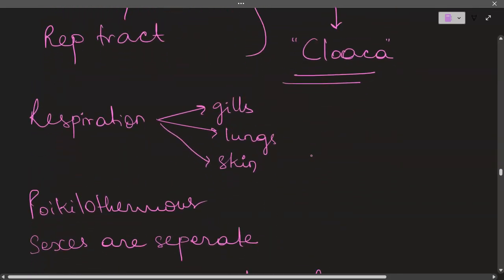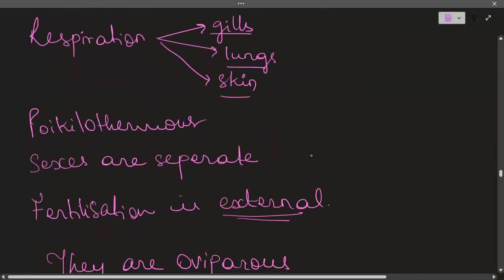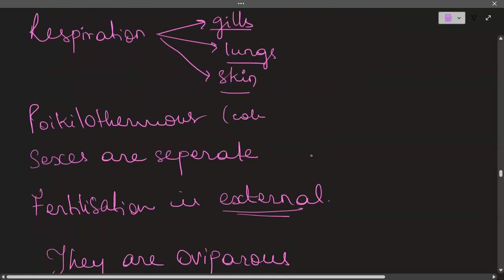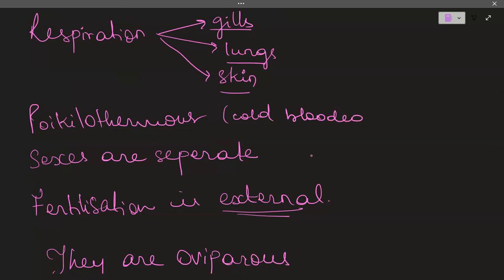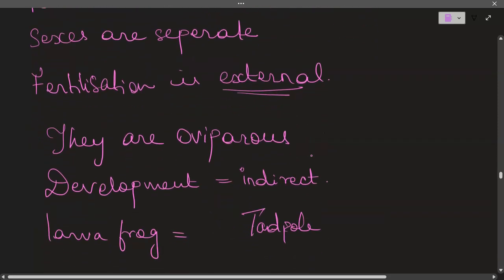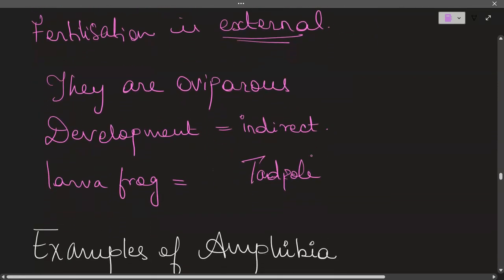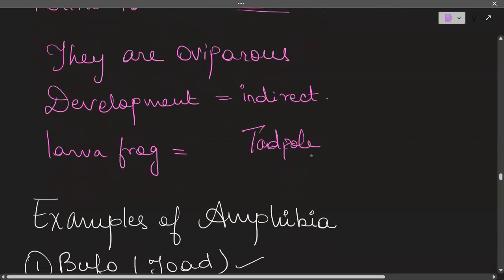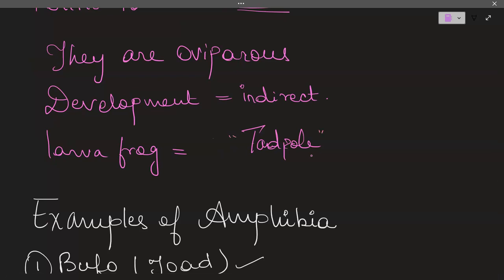Their respiration happens with the help of gills, lungs, and skin. They are also cold-blooded, so they are poikilothermous, meaning they cannot regulate their body temperatures. The sexes are separate. And fertilization is external, meaning it happens outside the body. They are oviparous. They lay eggs. Their development is indirect, and the larva of a frog is known as a tadpole. Everyone knows this. It looks more like a fish.